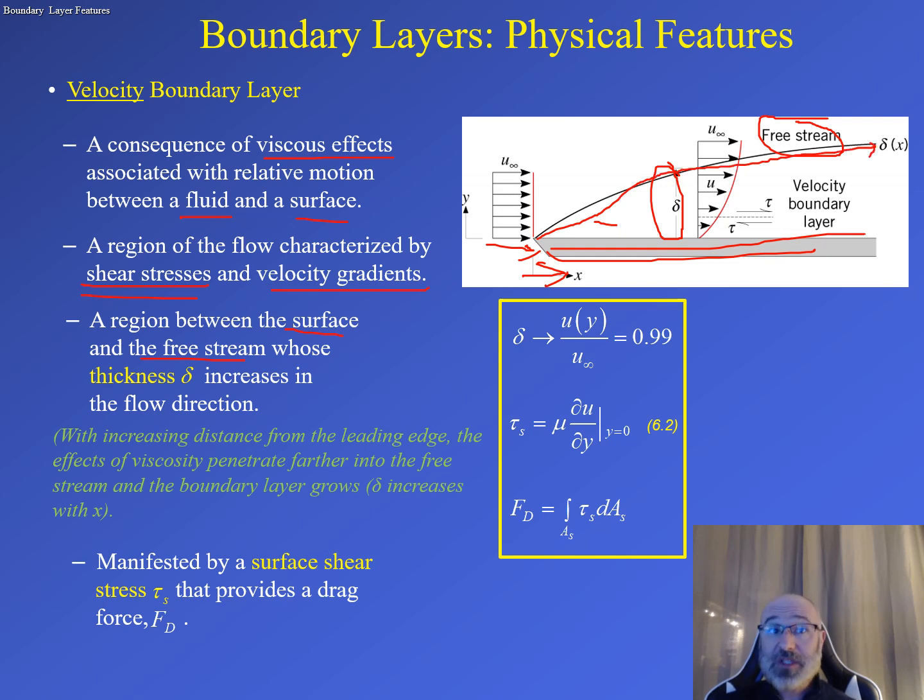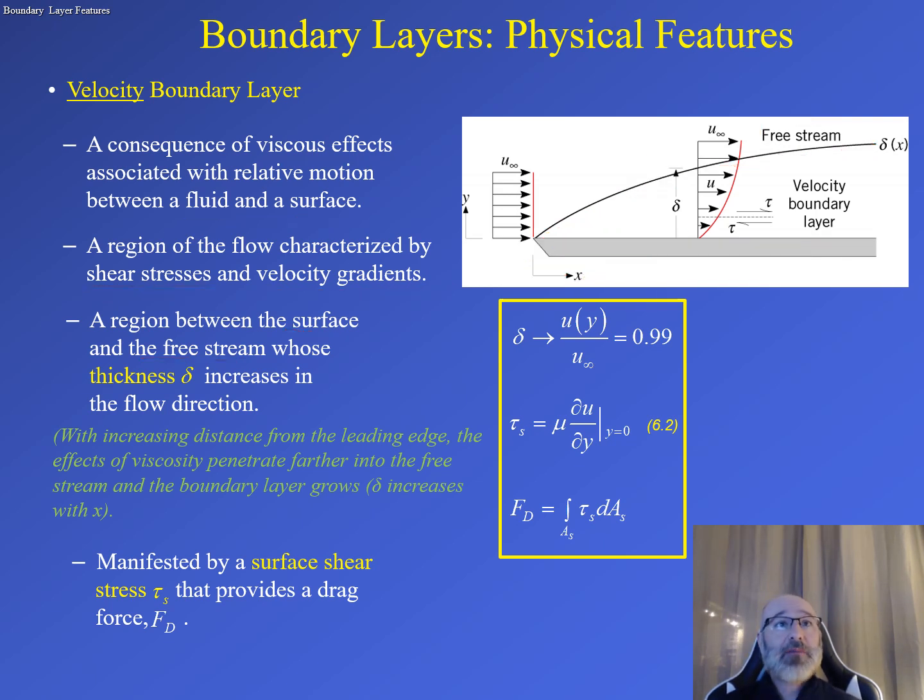So with this increasing distance farther from this leading edge, so there's our leading edge right there, the effects of our viscosity penetrate farther into that free stream, and the boundary layer again is going to grow. So again, our delta is going to increase with our x.